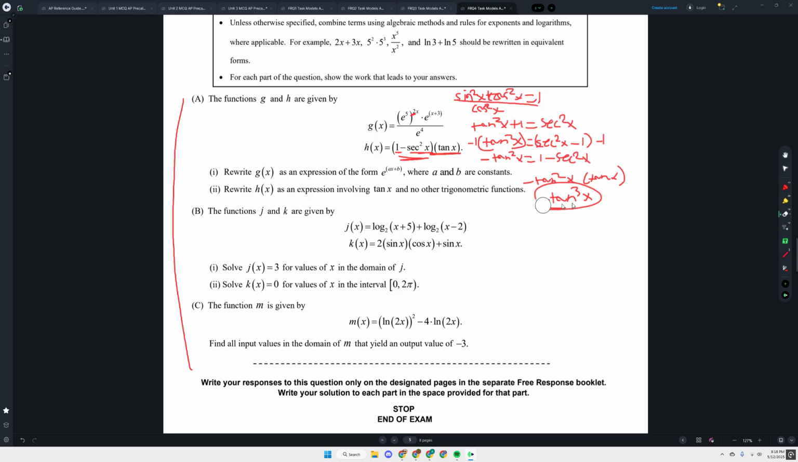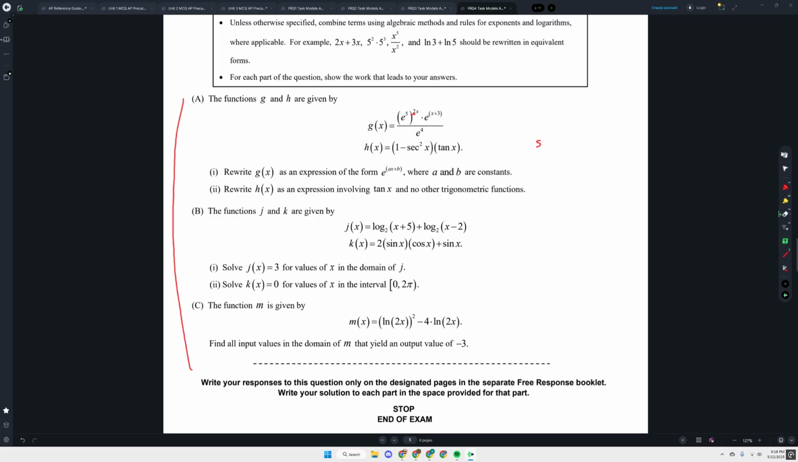Yes? Now we'll move on to B of I. The first part is x is equal to 3. Any questions? I multiplied both sides by -1. It says solve j of x equals 3 for all values in the domain of j. It's not -6 because if you plug in -6, it would be extraneous. It would be log base 2 of -8, which doesn't exist.